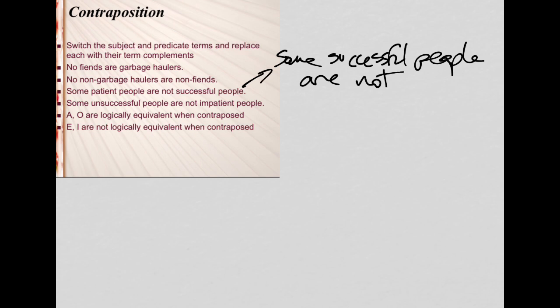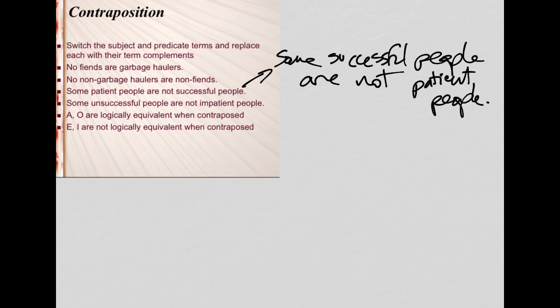So: some patient people are not successful people. The first thing I would do is turn this into: some successful people are not, right? There's the copula. That does not change in this. And they are not what? Patient people. So that's just the first step. Some successful people are not patient people.